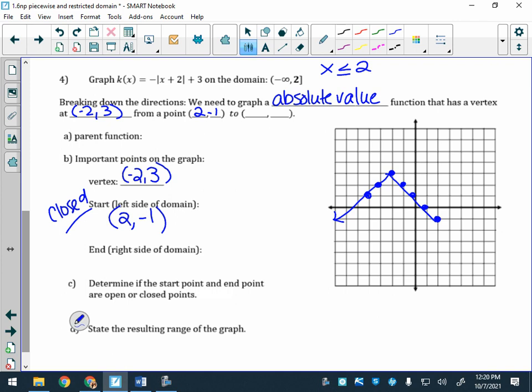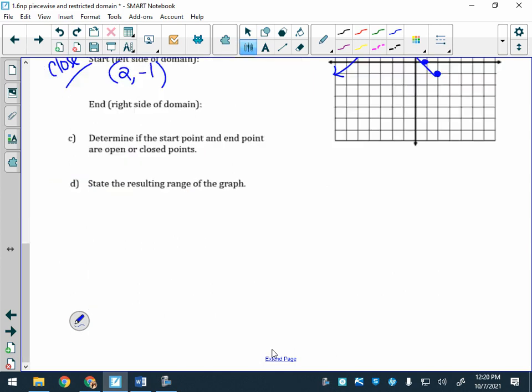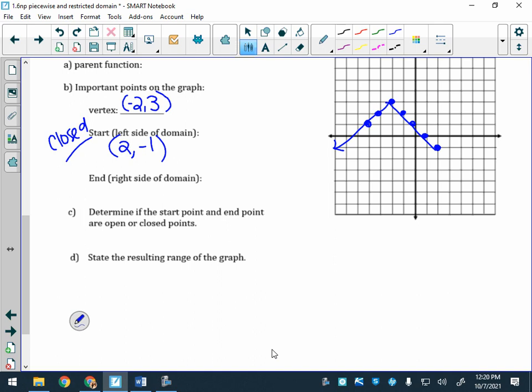What would be the range of this graph? What would be the range? Good. Negative infinity, 3 with a bracket.